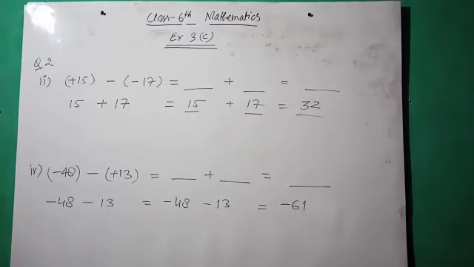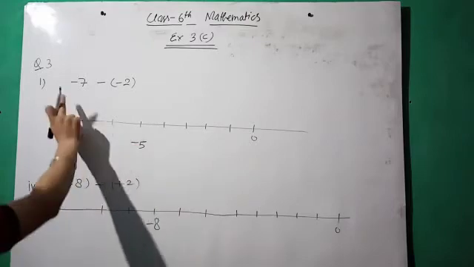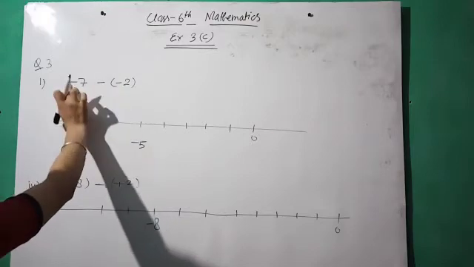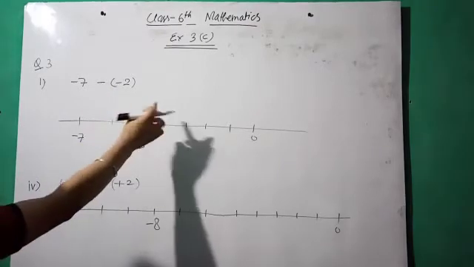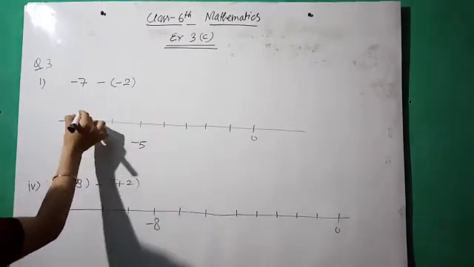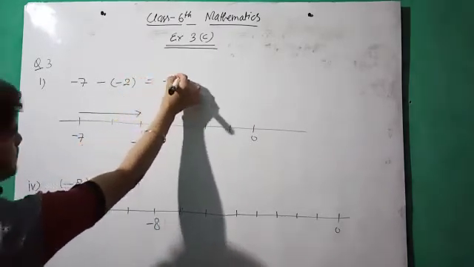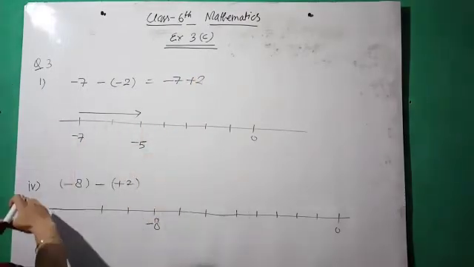Okay, question number third, subtract each of the following numbers using the number line. Using the number line we have to subtract all these numbers. In question number third we have to use the number line like this. The given number is minus 7, we have to subtract minus 2 from minus 7. So minus minus, that is plus. So we have to move 2 steps in the right direction. Minus 7 plus 2. Plus 2 means we have to move in the right direction. Minus means we have to move in the left direction.